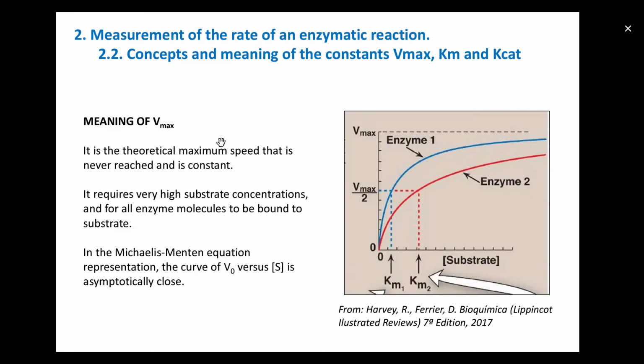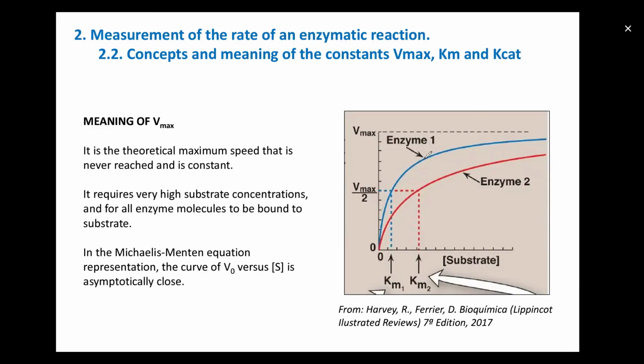So when you have Vmax, it means that all the enzymes' active sites are already bound to the substrate, and that is how the enzyme reaches its maximum velocity or maximum speed. So in the Michaelis-Menten equation representation, the curve of V naught, which is the rate, versus substrate concentration is asymptotic. So we have it here.